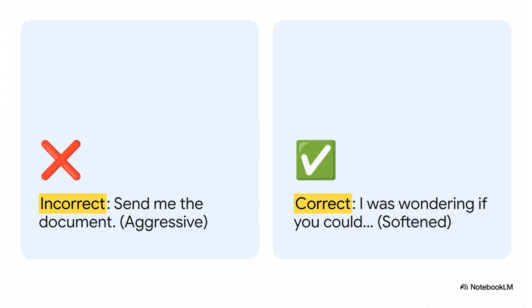Don't write, "Send me the document." In a Canadian professional context, that's often viewed as way too aggressive. Instead, apply negative face protection and write, "I was wondering if you could possibly send me the document." It means the exact same thing, but it perfectly respects social boundaries.